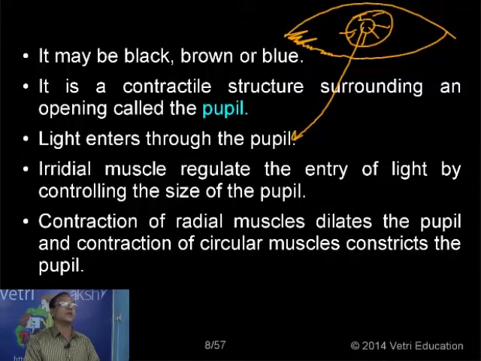This is because of the parasympathetic effect. So the sympathetic nervous system dilates the pupil by the contraction of the radial muscles, and the parasympathetic nervous system constricts the pupil by the contraction of the circular muscles. The diameter of the pupil is decreased. So this is the way the light rays entering the eye are limited according to the available light, or according to the intensity of light.